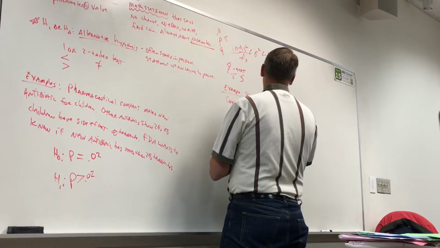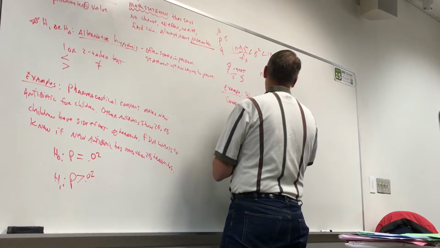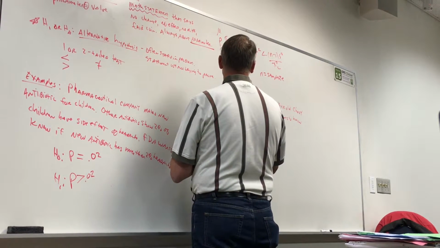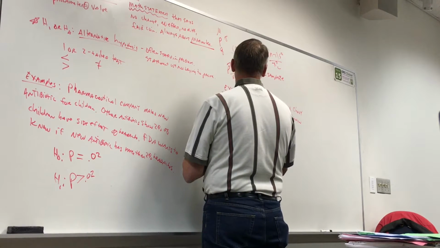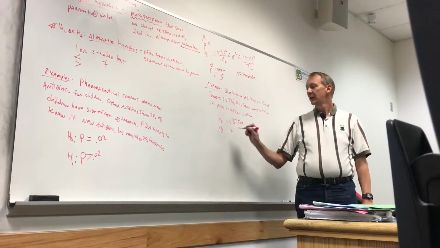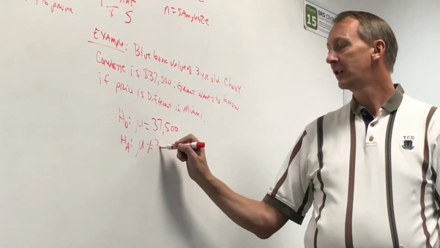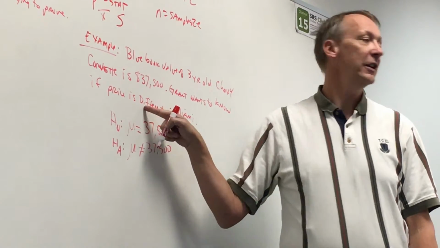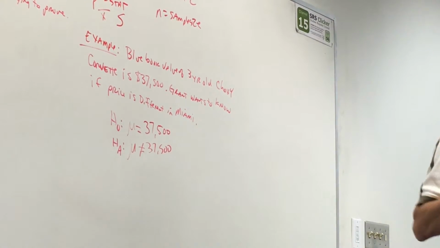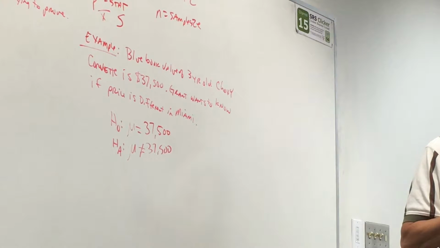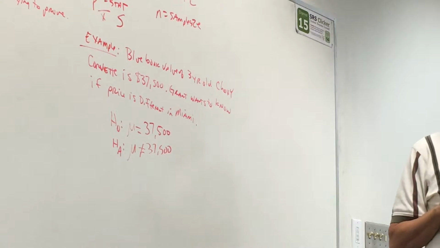Grant wants to know if the price is different in Miami. Mu is not equal to 37,500. Okay, so very good. This didn't give us any indication if it was higher or lower. We don't know. Anybody know what the prices of cars are? Are they more or less in Miami? Okay. All right, so very good.